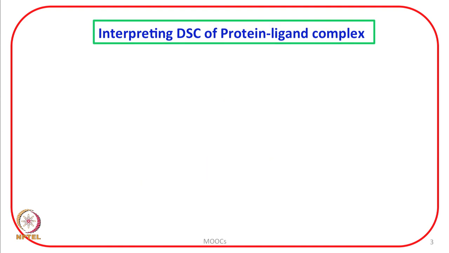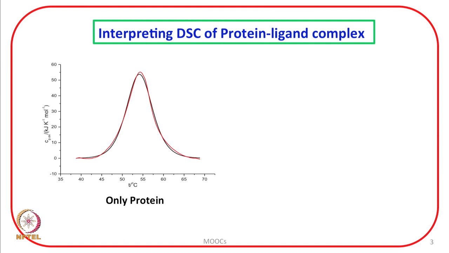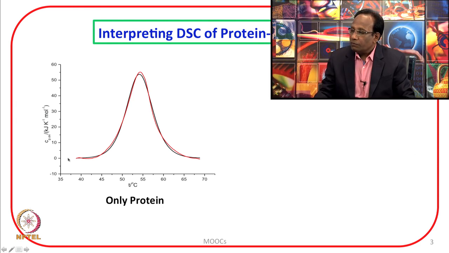Now, let us take a look at if you thermally unfold only the protein, we will usually get a single endotherm. Two lines are shown over here. One line shows the experimental data points and the second curve shows the fitting of a suitable model to the experimental data points. Now, let us take a look at the next figure.